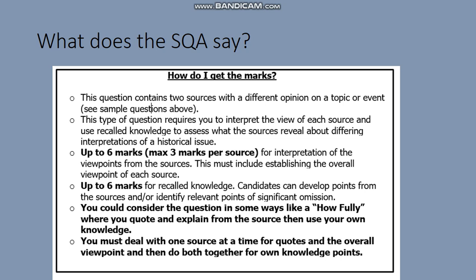And then the last thing you need to do is your own knowledge about what the sources do not talk about. You can do that up to 6 times. Obviously, that gives you 12 marks. On a 10-mark question, you can't get 12 marks. You are capped at 10. But if you have time to do 6 of your own knowledge points, it means that you have a bit of leeway. And if you get anything wrong in the source interpretation part or the overall viewpoint part, you can pick up the marks in your own knowledge instead.